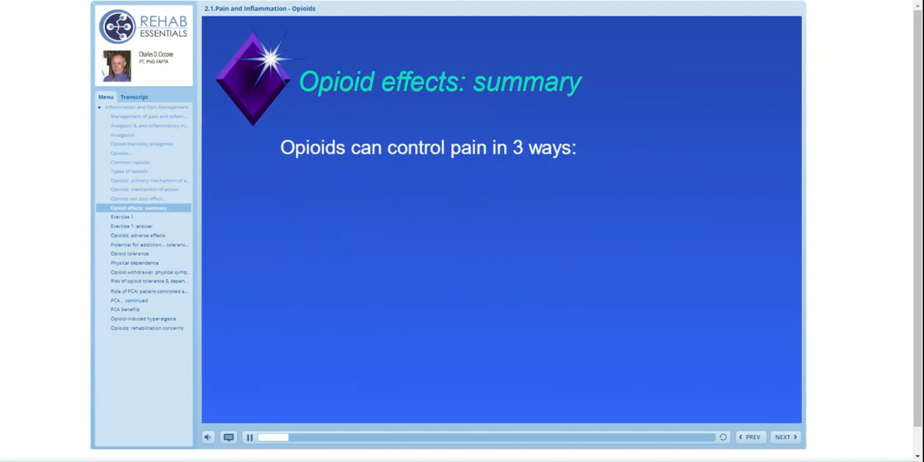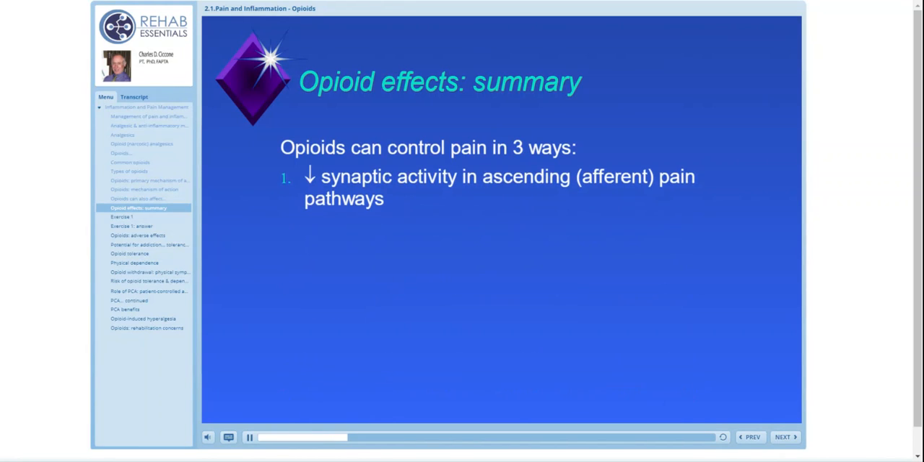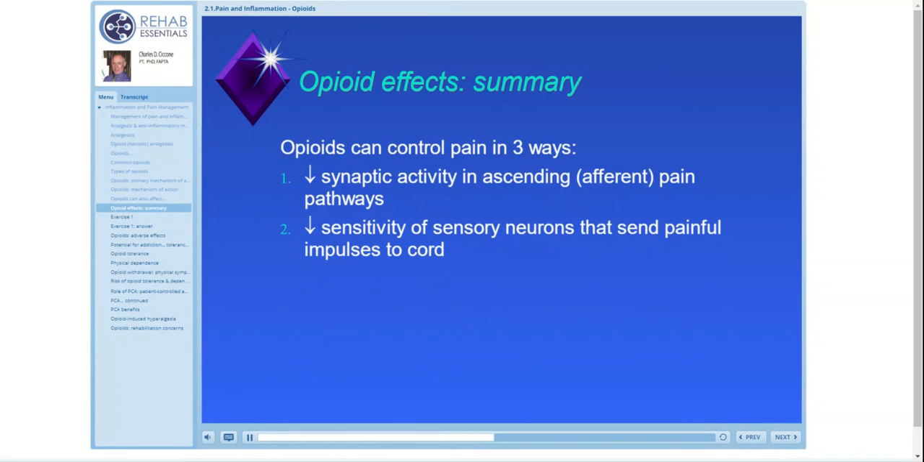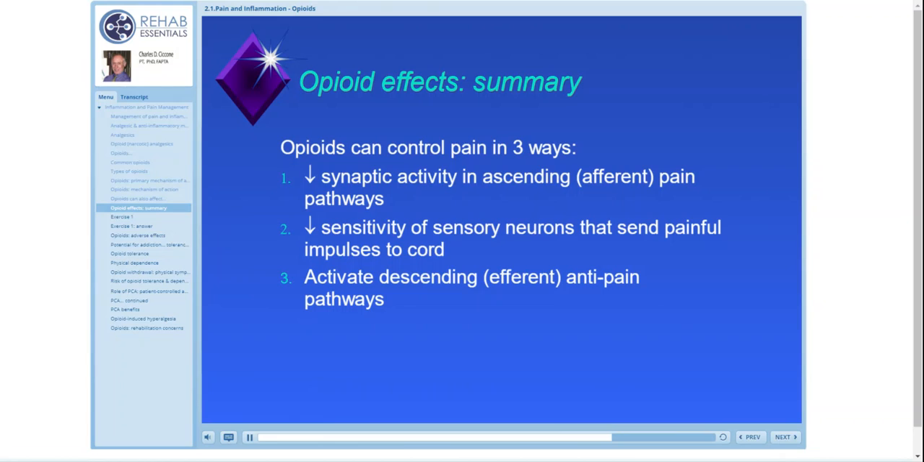So in summary, we know opioids can control pain in at least 3 ways. First, opioids can decrease the synaptic activity, the diagram you saw a minute ago, to decrease the release of transmitter and the reception of that transmitter in many ascending pathways. At the same time, they may decrease the sensitivity of sensory neurons in specific types of pain like inflammatory joint pain. And finally, they may activate or disinhibit descending or outgoing efferent pain pathways. This, I think, explains why these drugs are so effective at what they do.